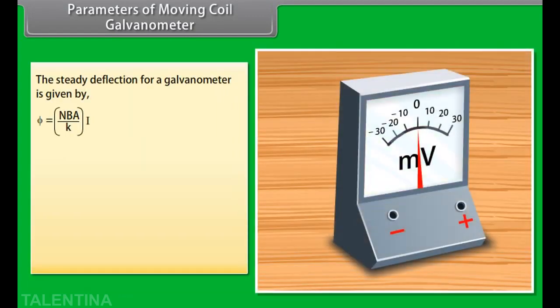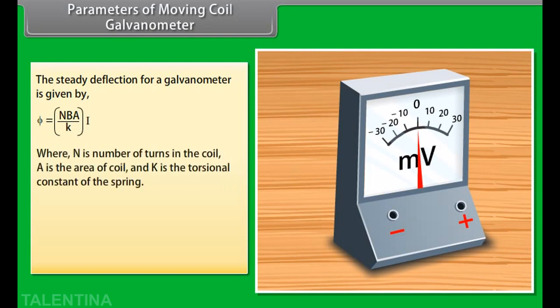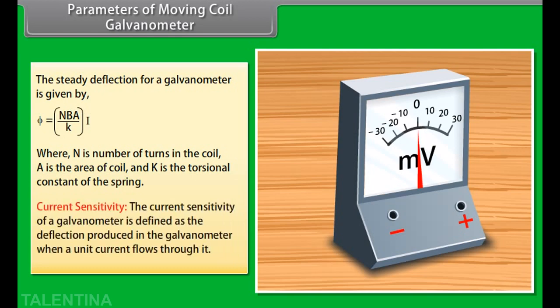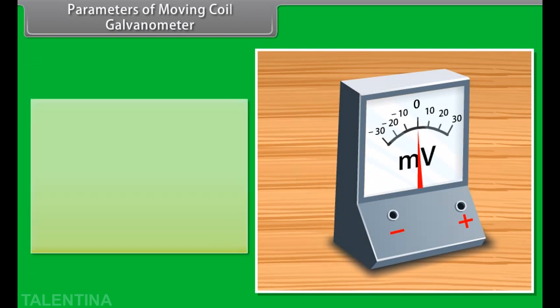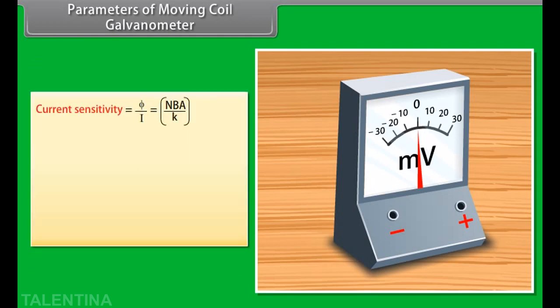The steady deflection for a galvanometer is given by NBA upon K multiplied by I, where N is the number of turns in the coil, A is the area of the coil, and K is the torsional constant of the spring. The current sensitivity of a galvanometer is defined as the deflection produced in the galvanometer when a unit current flows through it. Current sensitivity is equal to phi upon I, which is equal to NBA upon K.